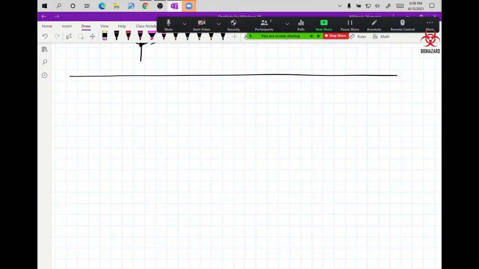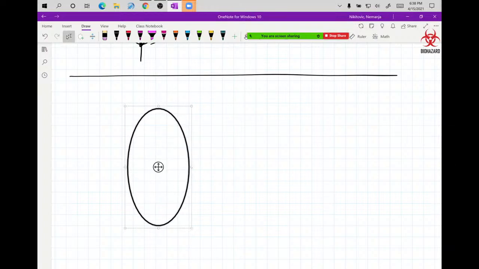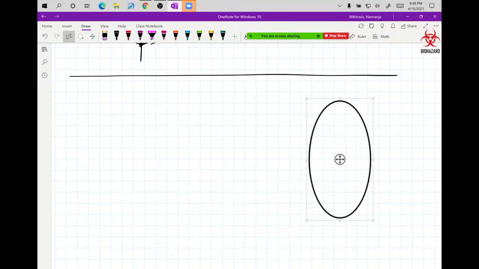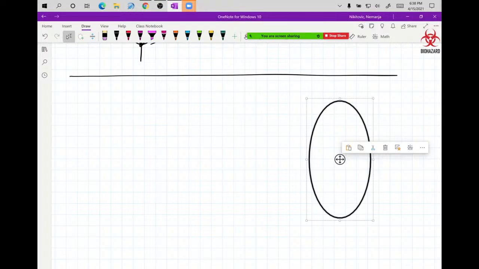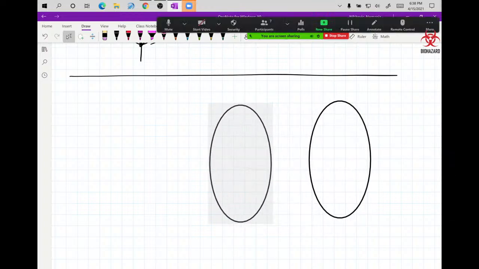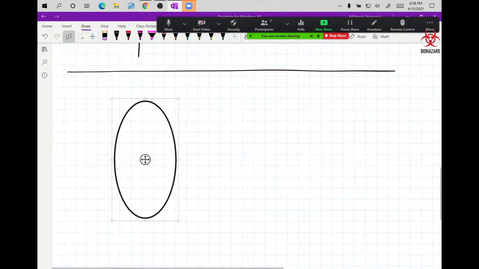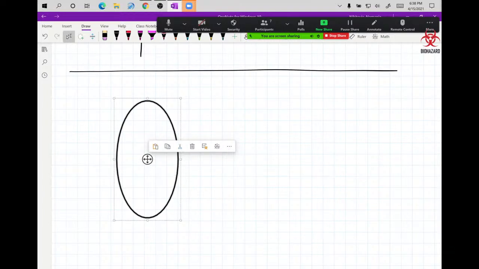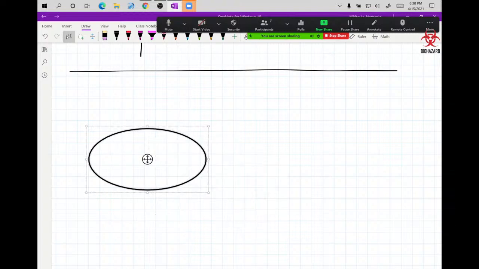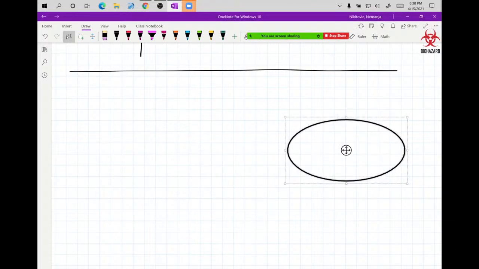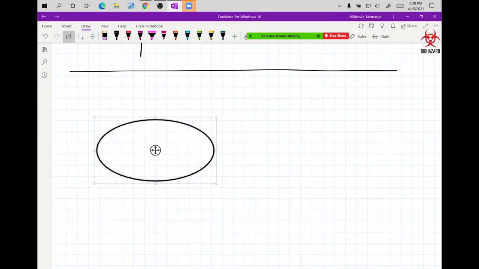If I draw an ellipse, actually this ellipse we're going to put on the side and copy, paste. All right. I give up. I'll draw another one. So here we have the ellipse.